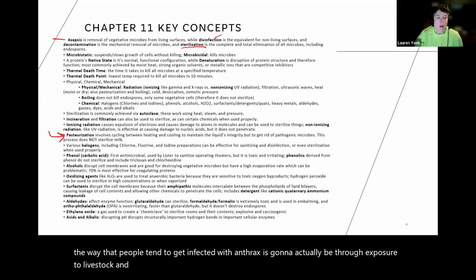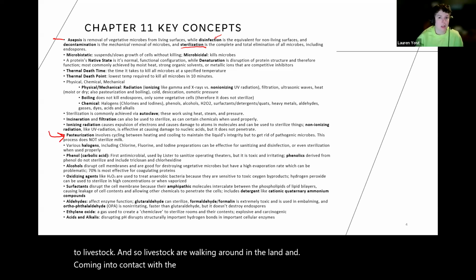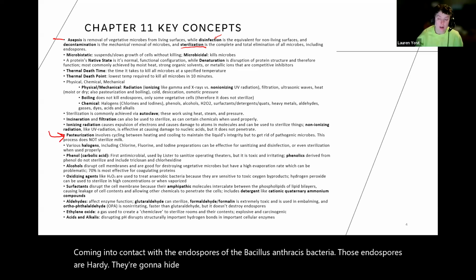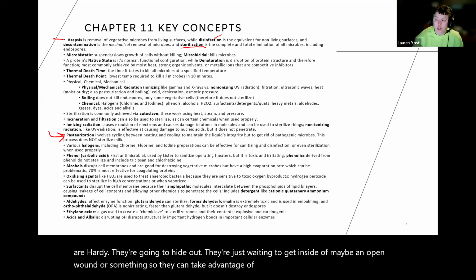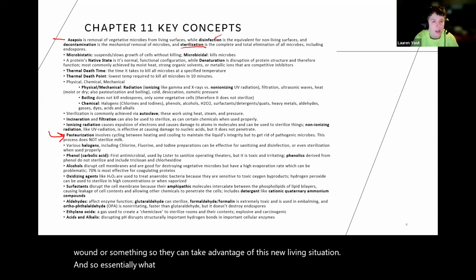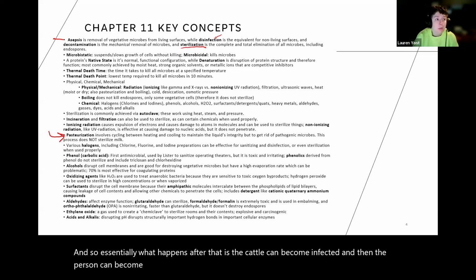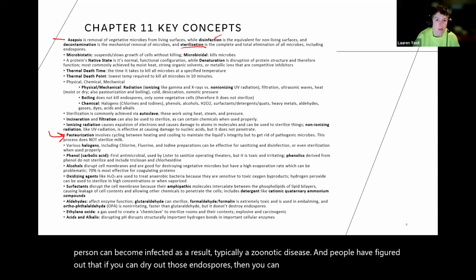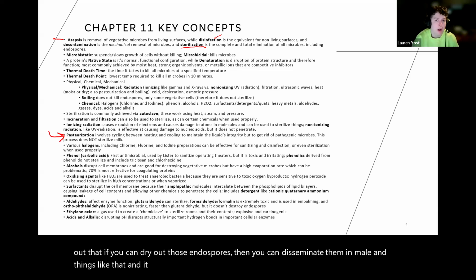And so the livestock are walking around in the land and they're coming into contact with the endospores of the Bacillus anthracis bacteria. Those endospores are hardy, they're going to hide out. They're just waiting to get inside of maybe an open wound or something so they can take advantage of this new living situation. And so essentially what happens after that is the cattle can become infected and then the person can become infected as a result. It's typically a zoonotic disease. And then people have figured out that if you can dry out those endospores, then you can disseminate them in mail and things like that. And it became a pretty severe bioterrorist threat.